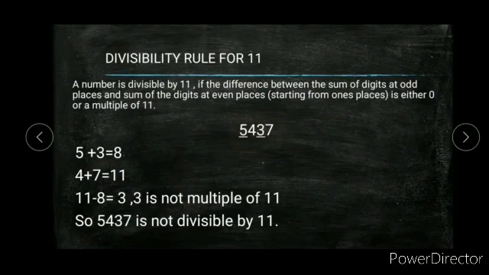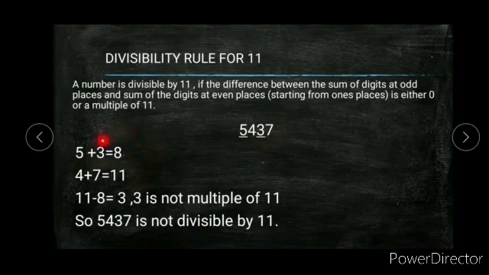Or else you can underline the digits by skipping one digit, that is skip 7, then underline 3, skip 4, then underline 5. Then find the sum of the underlined digits first and the sum of the not underlined digits, that is 5 plus 3, 8, 4 plus 7, 11.